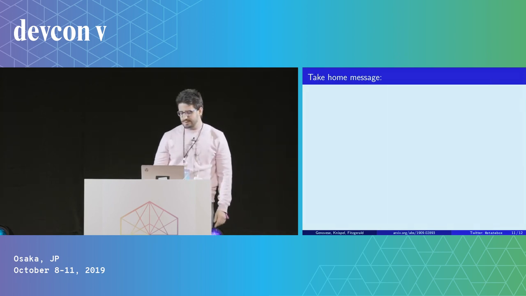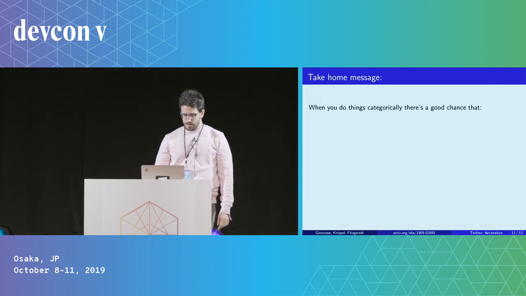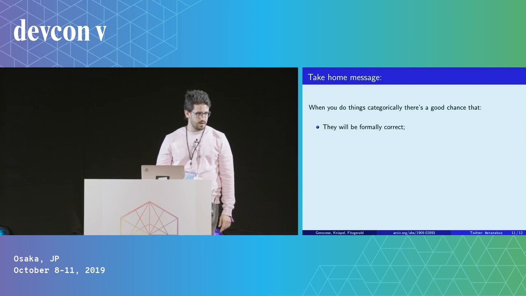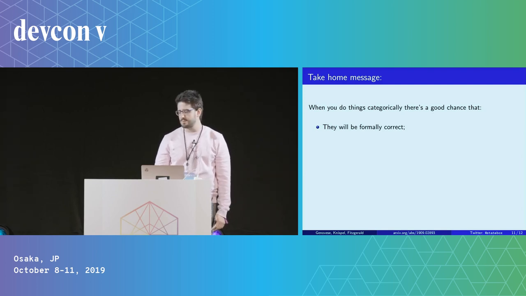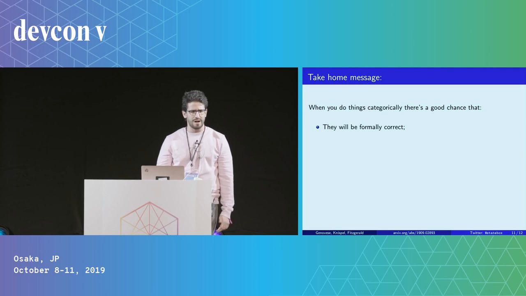So the take-home message of this talk is this. If you build things categorically, there's a good chance that they will be formally correct, because category theory is all about structure, and when you are able to express some concept categorically, then the concept will be correct and type-checked by definition. You can think about category theory really like a semantics for type theory if you want.